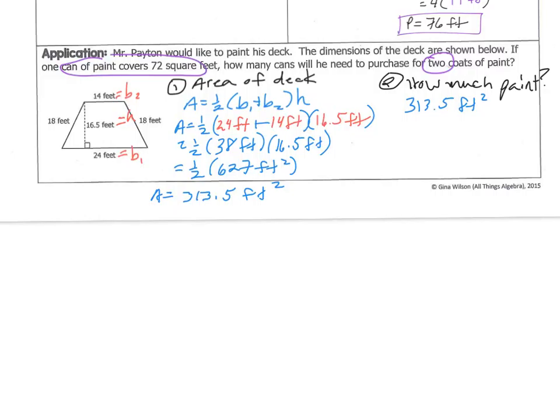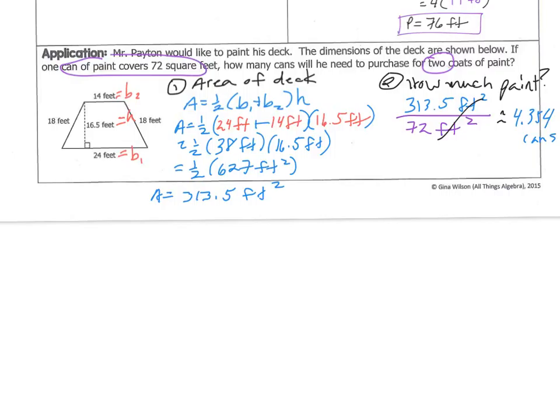So each can of paint covers 72 square feet, so I'm going to see how many 72 square feet are in the area of my deck. My feet squared are going to cancel. Then 313.5 divided by 72 is not going to give me a nice perfect answer. It's going to give me about 4.354. And this is cans. That's to cover my deck once.